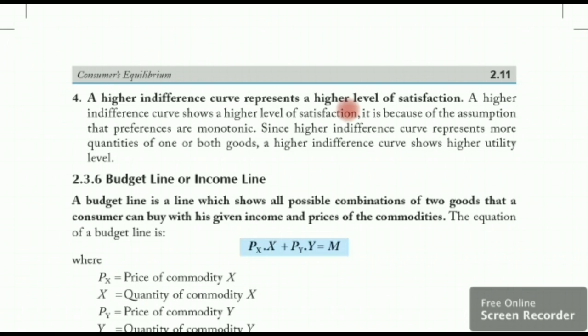What are properties? Properties means the do's and don'ts of indifference curves. Like I repeat, an indifference curve can be like this and it will not be like that.